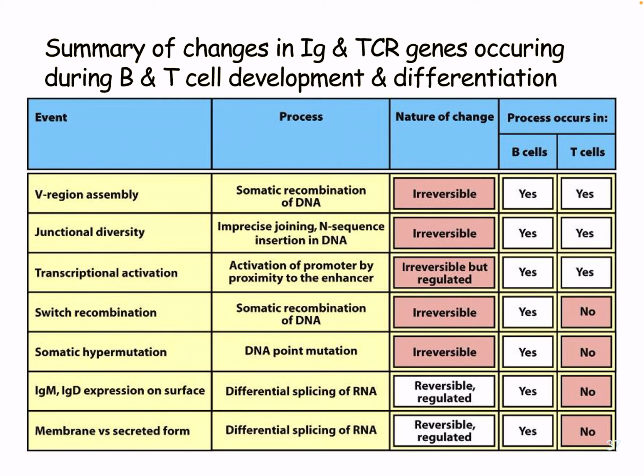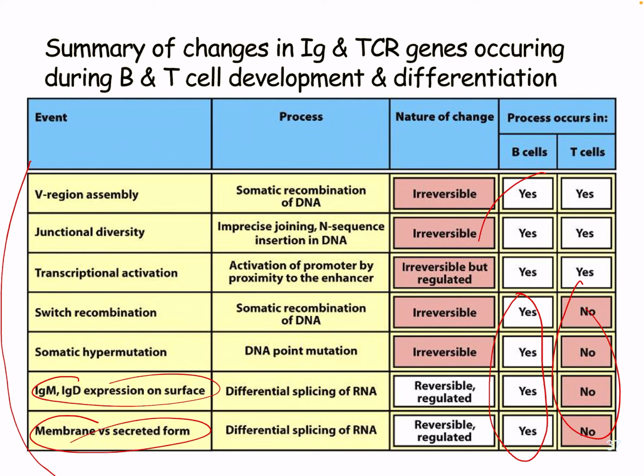So here's just a summary, as we talked about, of the differences between our T cells and B cells. In B cells, we have all these processes, so somatic hypermutation, and it is secreted, whereas T cells do not. But like we discussed, our actual diversity is similar.